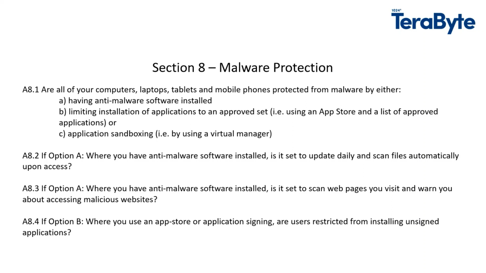8.2, if option A, so if you've selected option A, you just need to put down where you have anti-malware installed. Is it set to update daily and scan files automatically upon access? That should be the default settings, and that should be yes. A83, if it's option A again, if you've got the anti-malware installed, is it set to scan web pages when you visit and warn them? That has to be a yes. So that's pretty much, most of the software these days will automatically scan your web pages for you and then warn you if you've gone to a malicious website.